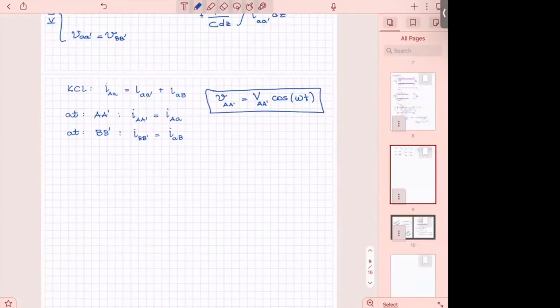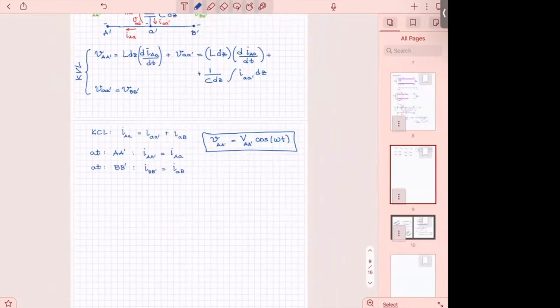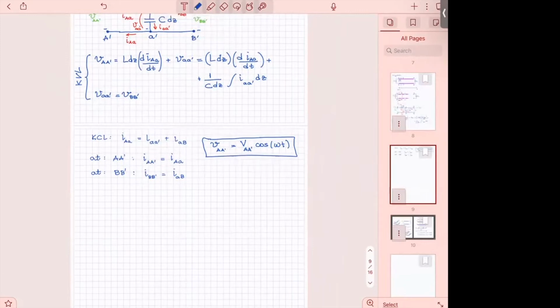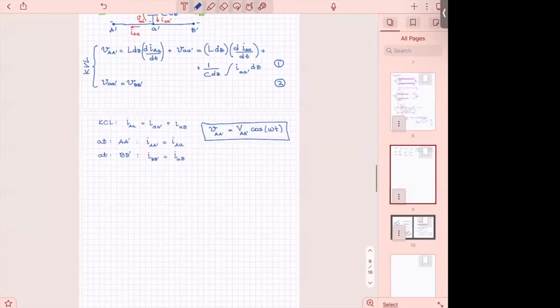what is it that we can do? As we said before, we can replace all of the inductors with j omega L and then get rid of the derivatives. We can replace all of the capacitors with 1 over j omega C and get rid of the integrals. And therefore, equations 1 and 2 can take a much simplified form.